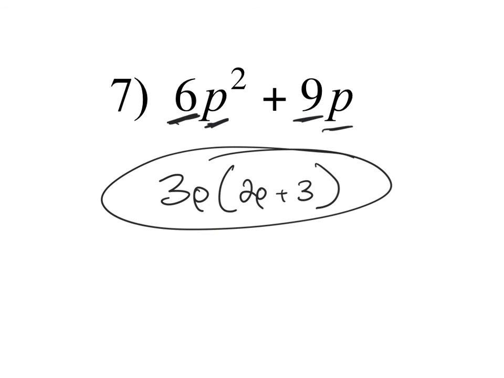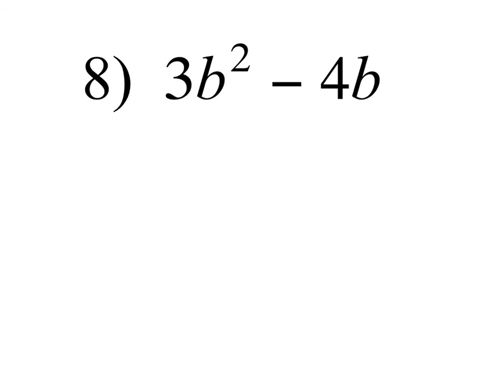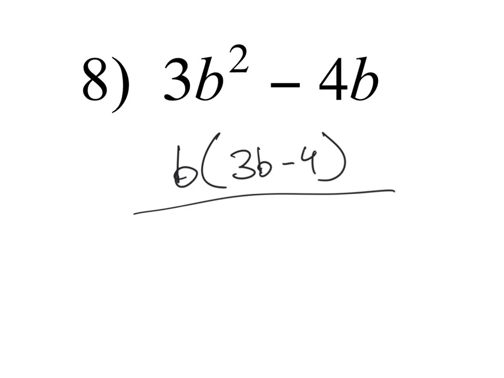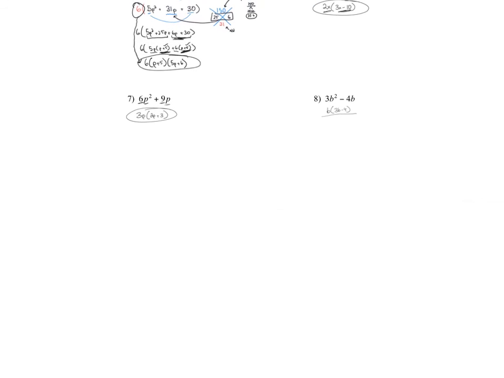All right, so how about this one here? So a lot of easy ones here. 3b squared minus 4b. It looks like we could pull a b out. And we got 3b minus 4. Best you can do. All right. So there's some factoring. I really would have hoped to see one more, but let me just add one more for you.